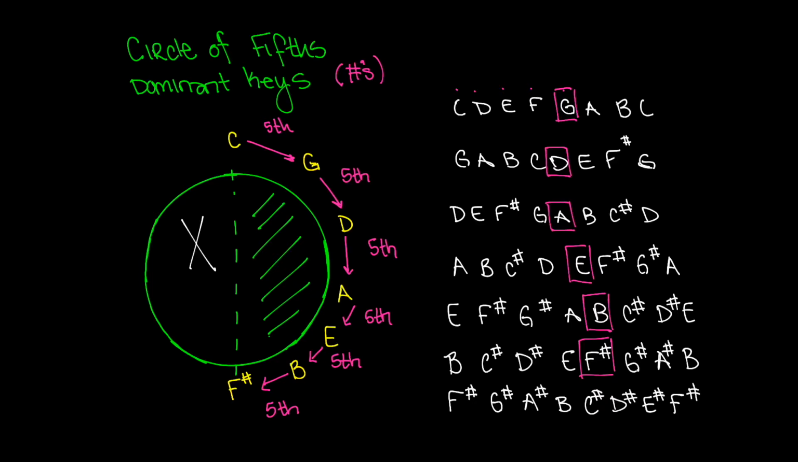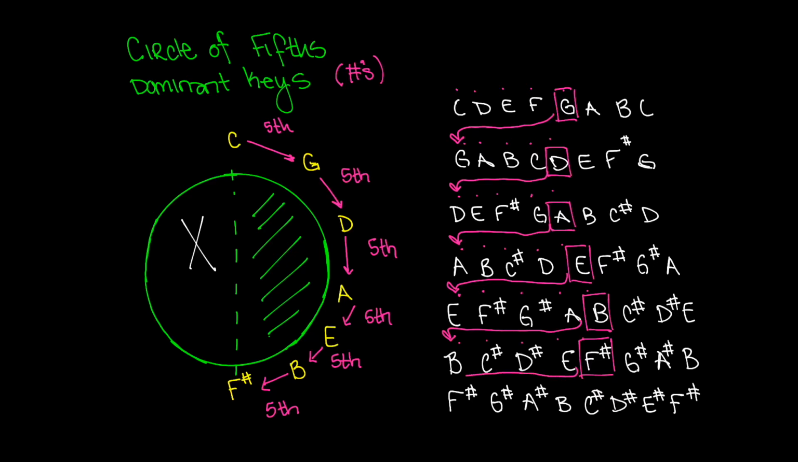So once again, let's kind of look for the patterns here. We started off with C major and we counted 1, 2, 3, 4, 5. We get to G. That is going to be our new starting point, and we write out G here. And then we go 1, 2, 3, 4, 5 from G, and we write that out here. 1, 2, 3, 4, 5 from D, and we write that out here. 1, 2, 3, 4, 5 from A, 1, 2, 3, 4, 5 from E, and from B, and we write each of those out here.